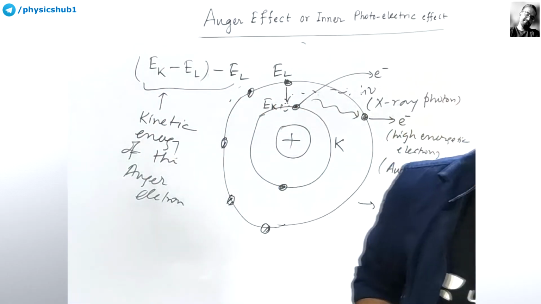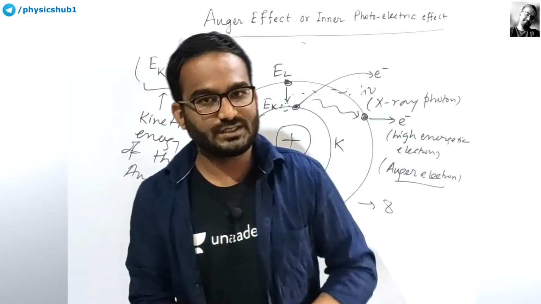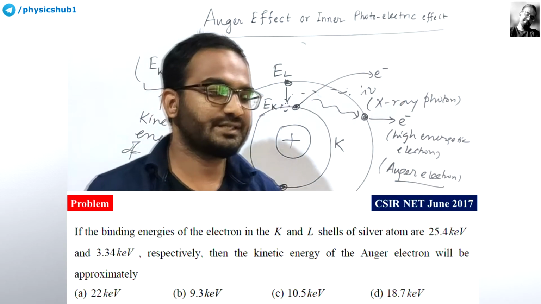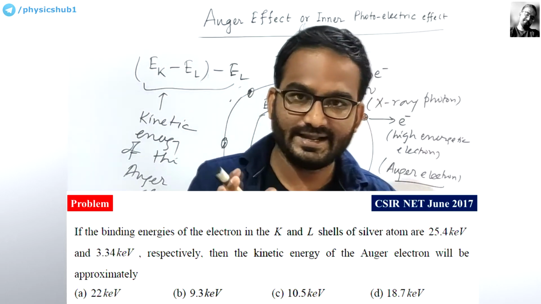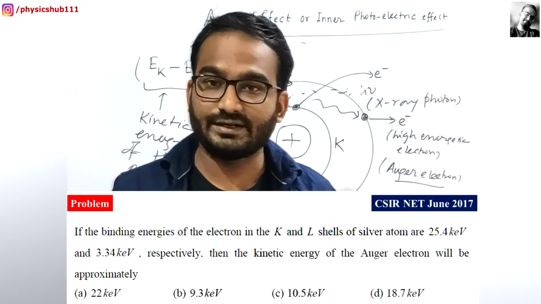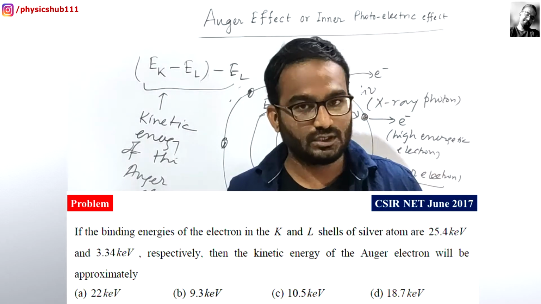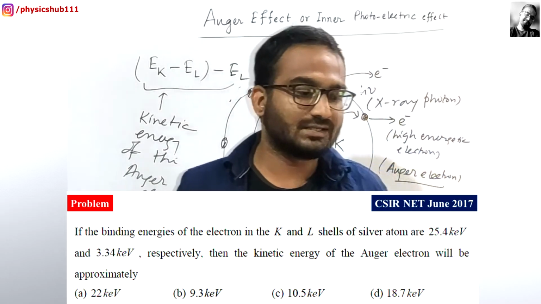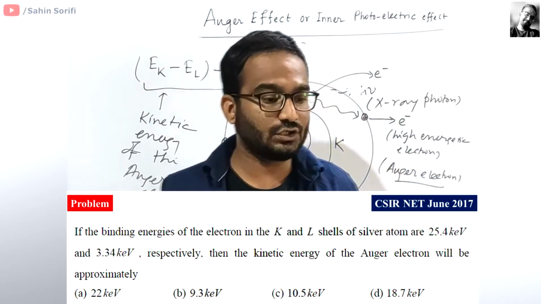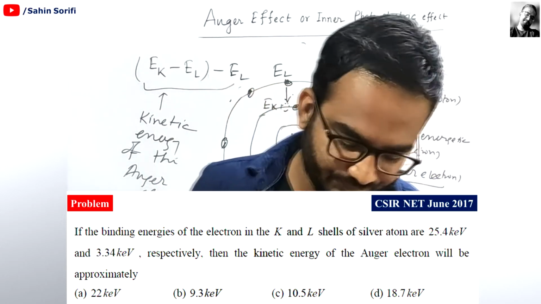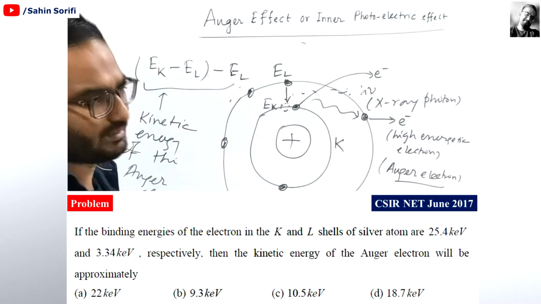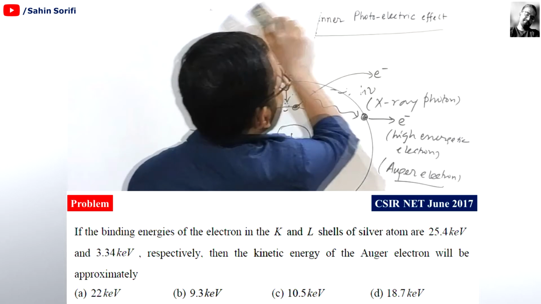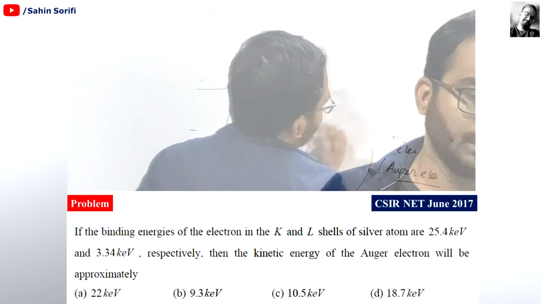Now let's try to solve some problem. This problem came in CSIR NET June 2017. The problem reads like this: if the binding energies of the electron in the K and L shells of the silver atom are given by 25.4 kiloelectron volt and 3.4 kiloelectron volt respectively, then what will be the kinetic energy of the Auger electron approximately? We have already derived a formula, so we can easily utilize it to get the kinetic energy of the Auger electron.